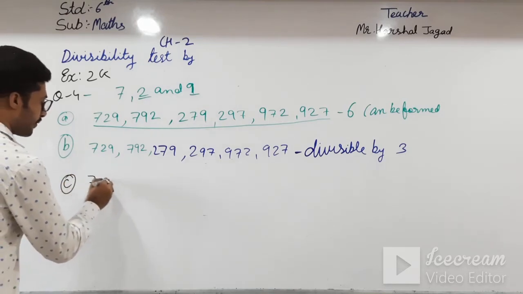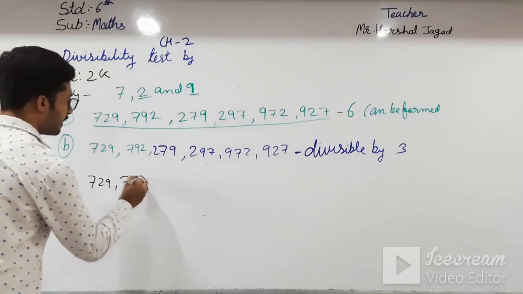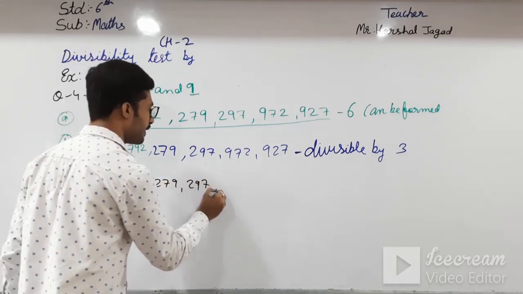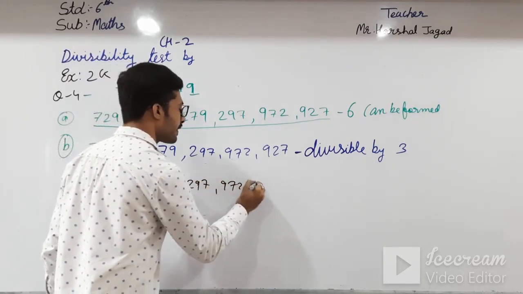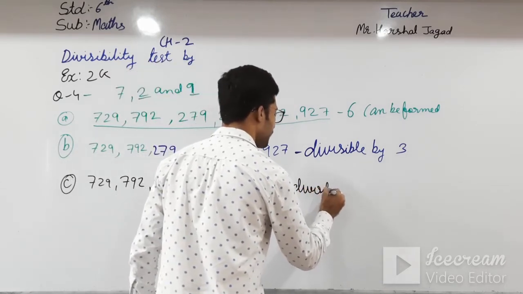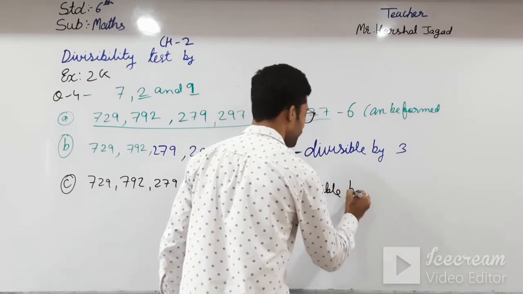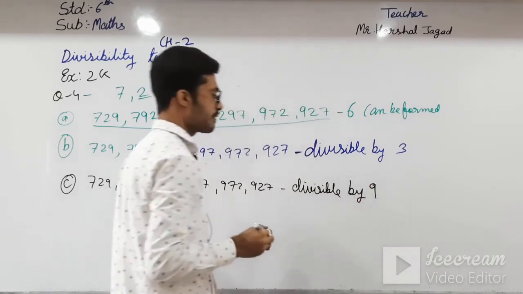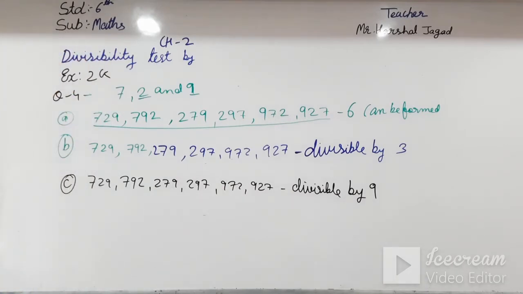That is 7, 2, 9, 7, 9, 2, 2, 7, 9, 2, 9, 7, 9, 7, 2, 9, 2, 7, divisible by 9. Okay, students, divisible by 9.